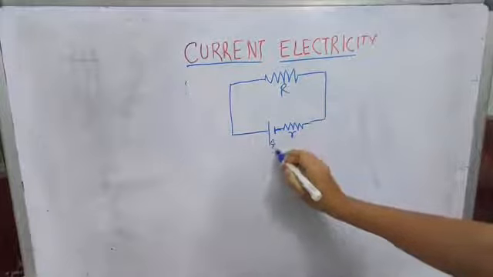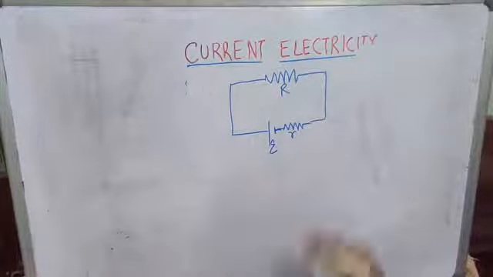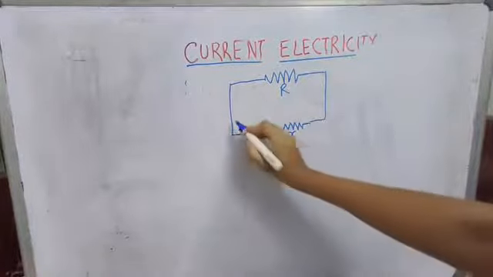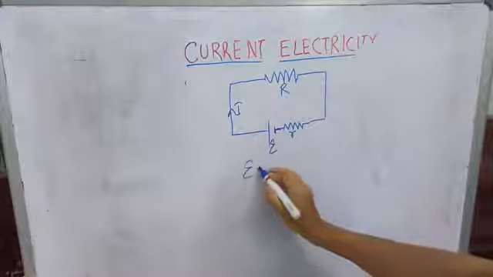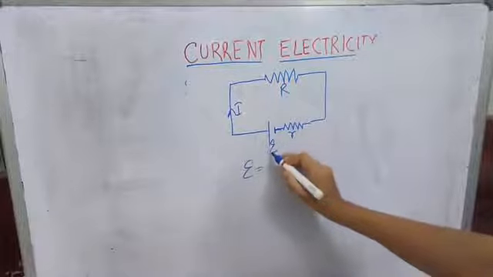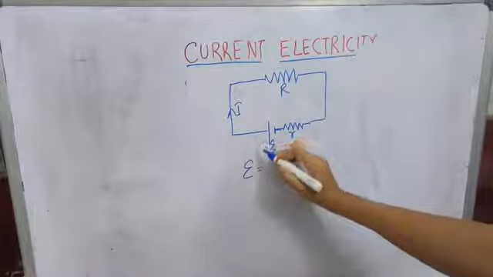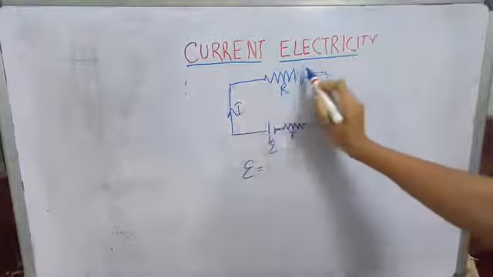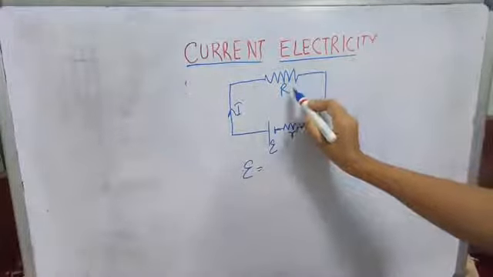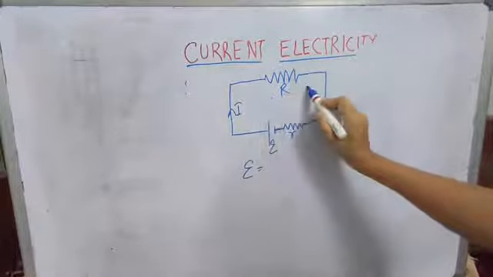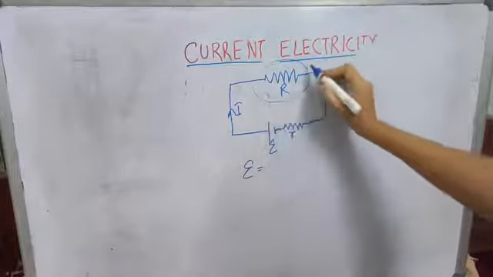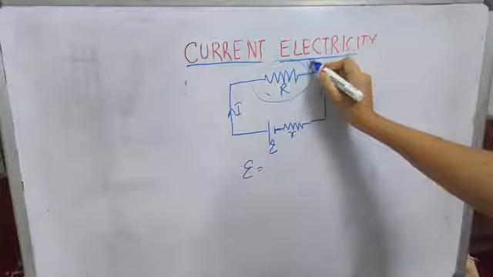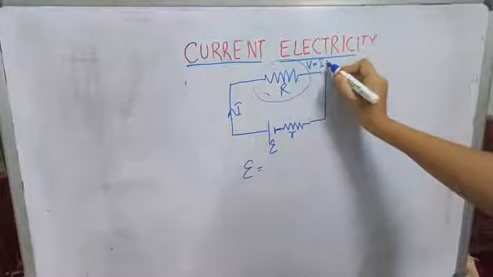And let us consider the EMF, here it is E. If a current I flows through it, E is used up. This is the total work done per unit charge, the energy stored per unit charge. It is used up to do the work to overcome the external resistance, and to overcome the external resistance the potential drop, according to Ohm's law, is V equals IR.